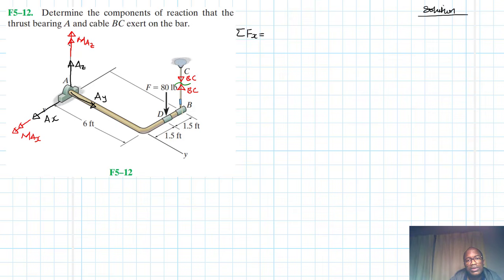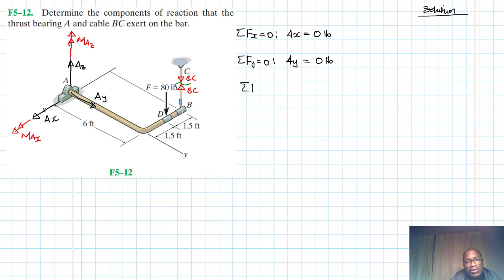So summation of forces in the x direction. What do we have in the x? We have AX. What else? Just AX equal to 0 pounds. And then we have summation of forces in the y. What do we have in the y? We have AY. What else? AY equal to 0 pounds.